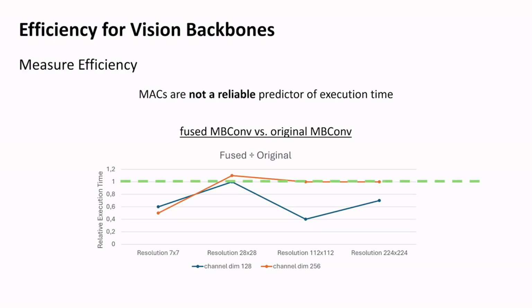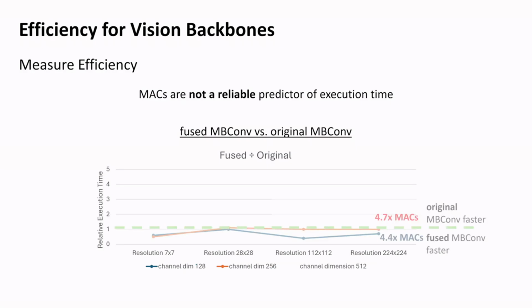Therefore, if a line is over 1, the original MBConv is faster for that configuration of resolution and channel dimension. If the line is under 1, the fused MBConv is faster. We can see that for many configurations, the fused MBConv is faster than the original one. This is especially true for channel dimension of 128, the blue line. Regarding efficient execution of MACs, the fused MBConv has at least 4 times as many MACs, even though it is faster or similarly fast. Let us now look at channel dimension 512.